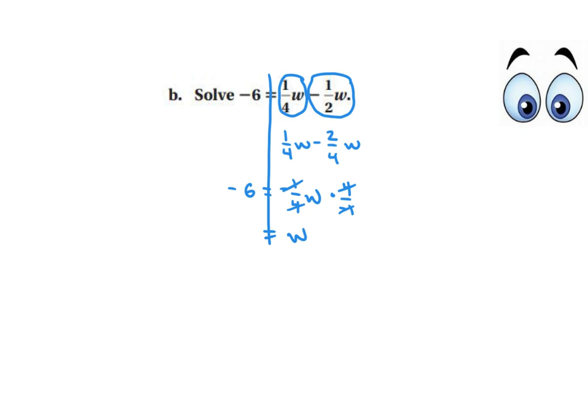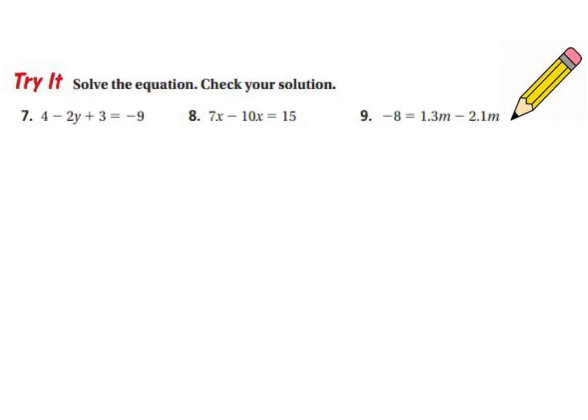So we've isolated our variable. And now we'll multiply the other side by 4 over negative 1. Negative 6 is negative 6 over 1. So 4 times negative 6 is negative 24. And negative 1 times 1 is negative 1. So we get w equals positive 24. Now it's your turn to try it for 7, 8, and 9. Then once you've completed these, please press play, and I'll walk you through the answers.